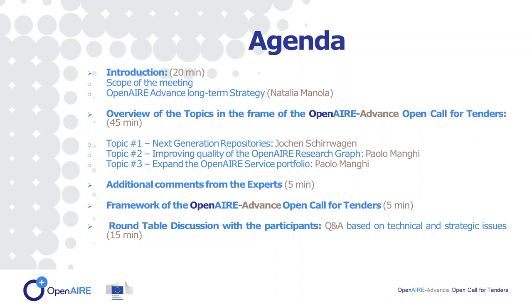OpenAIRE is a data infrastructure, a big data infrastructure. We take millions of contents around the world. We take metadata and also data or text. We text and data mine, we deduplicate, we clean, we use APIs. So there is a lot of machinery on the back of OpenAIRE, and services that would make it more robust or more performant would be very welcome.